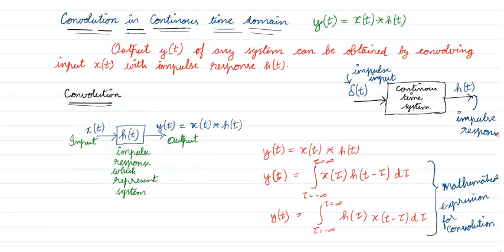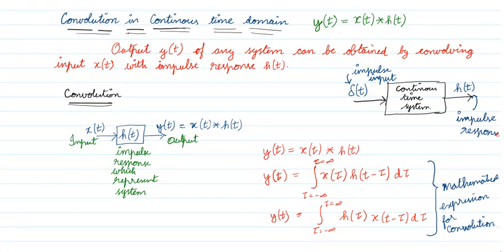Okay, quickly we'll brush up what convolution is. The output of any system can be obtained by convolving the input with the impulse response h of t. This is how we represent a convolution: x is the input, h is the impulse response, and the asterisk symbol indicates the convolution operation. If we know the impulse response of any system, then for any input, if you convolve it with the impulse response, you will get the output.